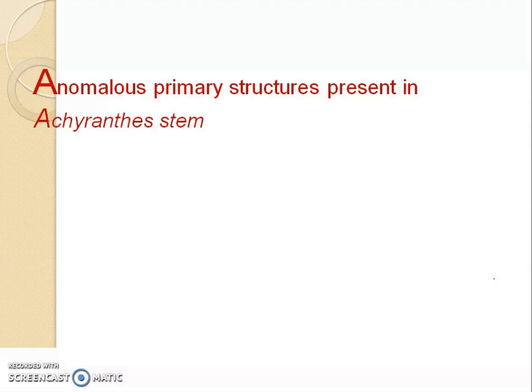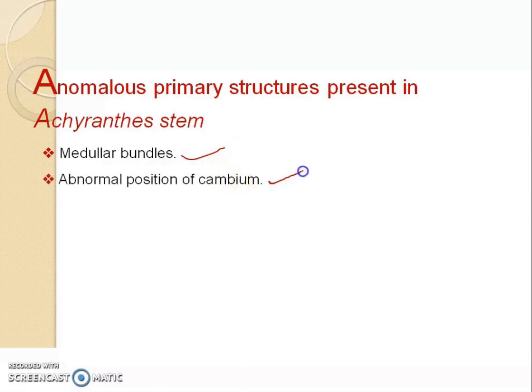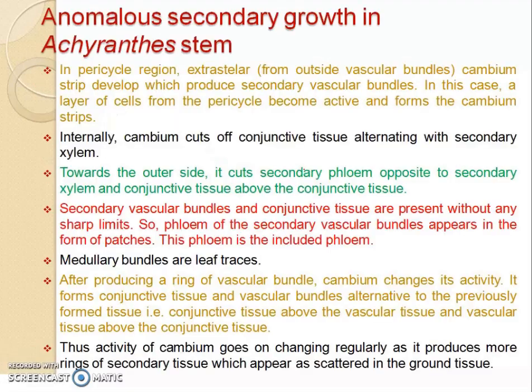Now, anomalous primary structures present in Achyranthes stem. Presence of the medullary bundles as shown in the previous slide. Abnormal position of cambium. Hence, if the medullary bundles are present in the pith region, their cambium is also abnormal. Its position of cambium is also abnormal. So it gives rise to an anomalous secondary growth in Achyranthes stem.